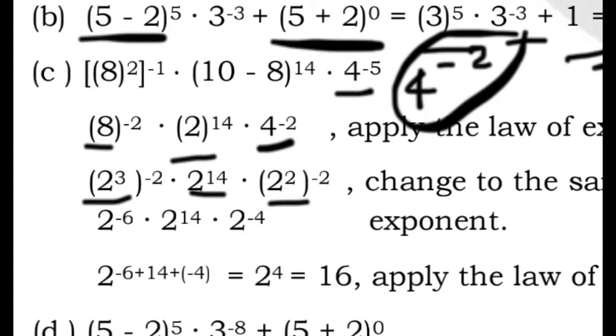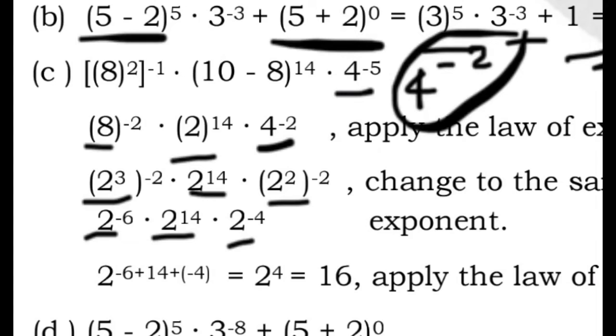So we're going to copy the base 2, then multiply the exponents. 3 times negative 2 is negative 6. So 2 to the power of negative 6 times 2 to the power of 14. Then 2 squared raised to the power of negative 2 is copy the base 2, then multiply the exponents. 2 times negative 2 is negative 4. So 2 to the power of negative 6 times 2 to the power of 14 times 2 to the power of negative 4. Applying law of exponent here.